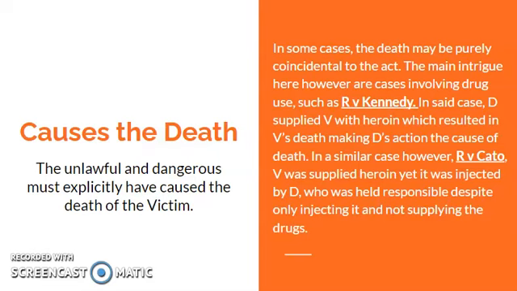However, the main intrigue here are cases involving drugs, such as R v Kennedy and R v Cato. In the prior case, D supplied V with heroin, which resulted in V's death, making D's action the cause of the death, supplying the heroin. However, in R v Cato, despite the heroin being supplied, it was injected by someone else. So in R v Kennedy, V injected themselves, and D was held responsible. However, in R v Cato, D injected the other person, and the person who supplied them was not responsible for the death.